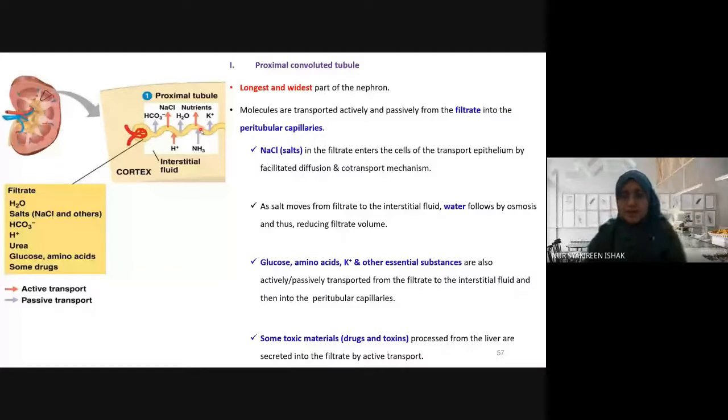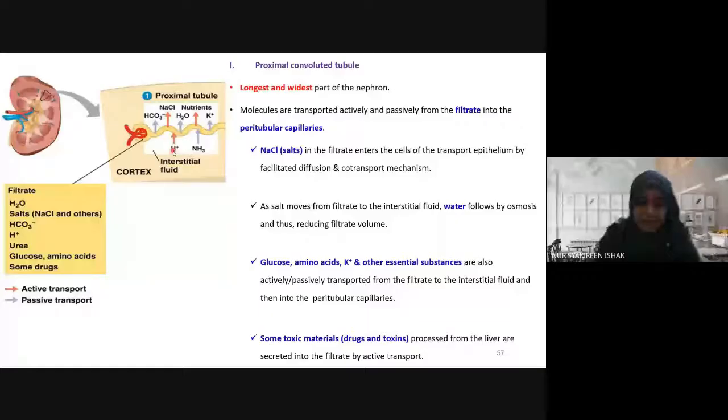So ada substance yang reabsorb, ada substance yang secrete. You tengok kat sini, you all tengok arrow yang kat atas ni, arrow yang keluar daripada filtrate, itu adalah proses reabsorption. So it means that all these substance, bicarbonate ion, sodium chloride, water, nutrients such as amino acids and also glucose will be reabsorbed back into your blood, and also potassium ion.